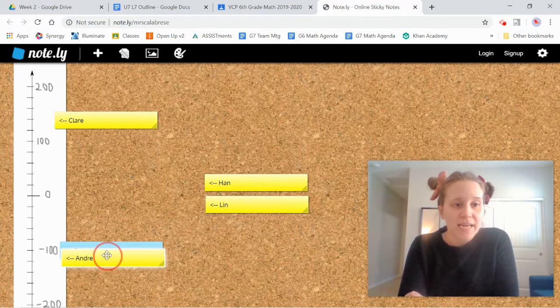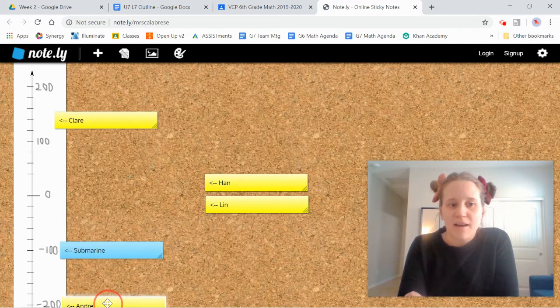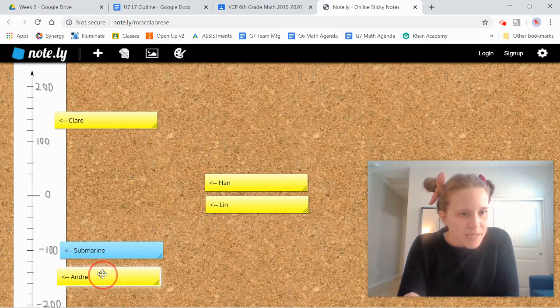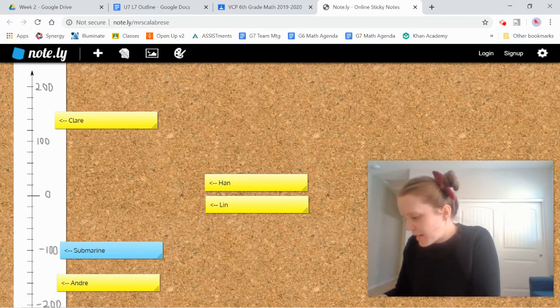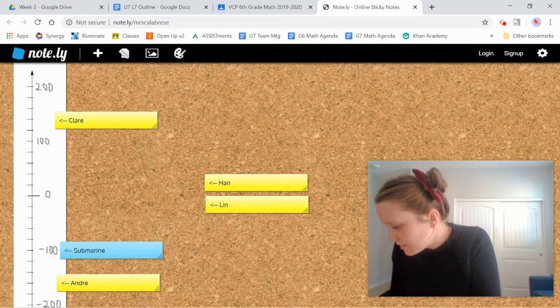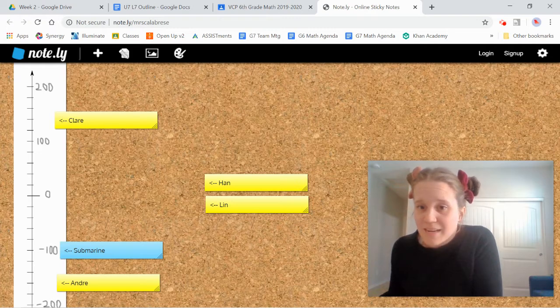Andre could go anywhere between less than negative 100 all the way down to the bottom of my number line, or farther than that. I'm going to put him, I don't know, how about here? That's at negative 120, negative 140, negative 160. I'm going to put him at negative 160. Go ahead and put that on your paper. If you decide to put him at negative 140 or negative 120 or negative 200, all of that is okay as well.